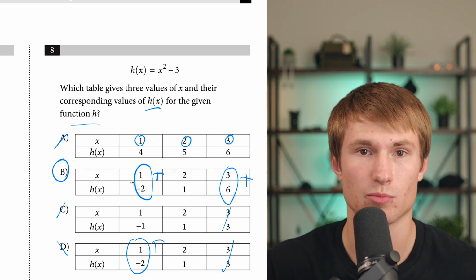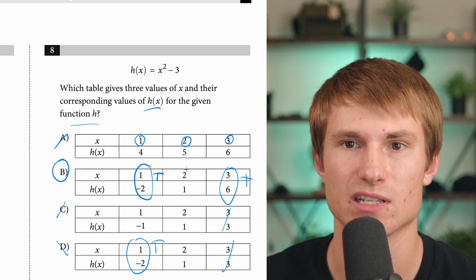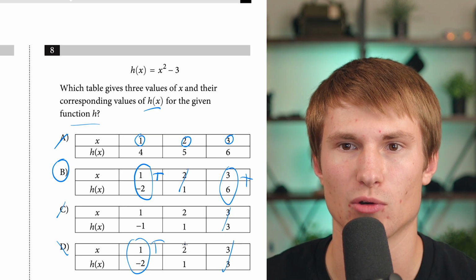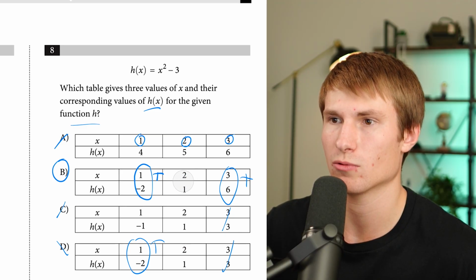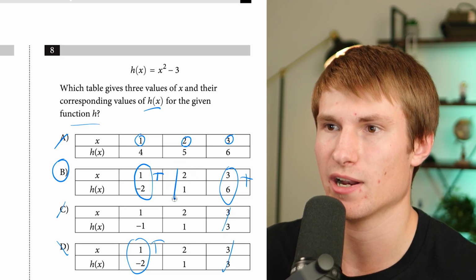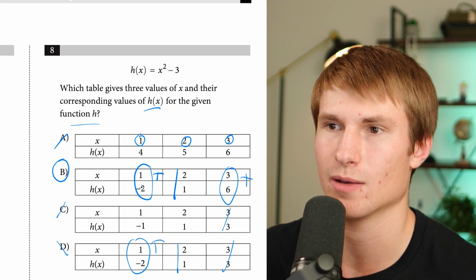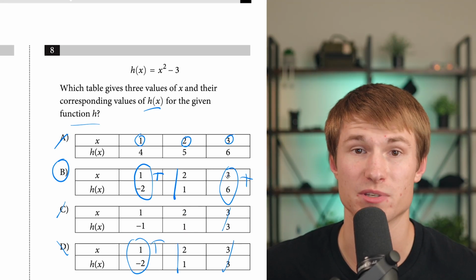And just to point this out really quickly, the reason I chose 3 is because I saw that 2 and 1 here are both the same. Because 2 and 1 were the same in B and D, and those were the two that I had narrowed it down to, there was no point in checking them. I went ahead and moved on to using the x value of 3.